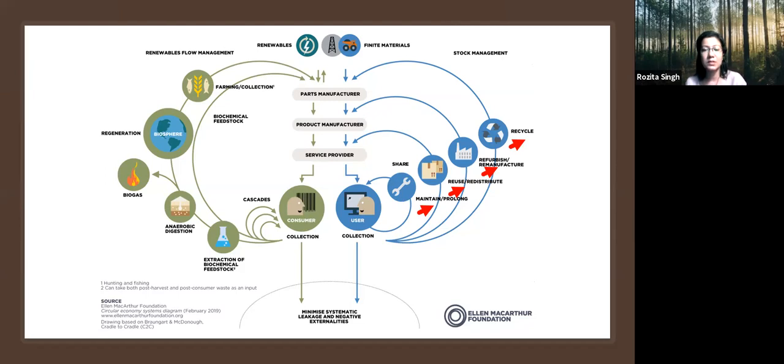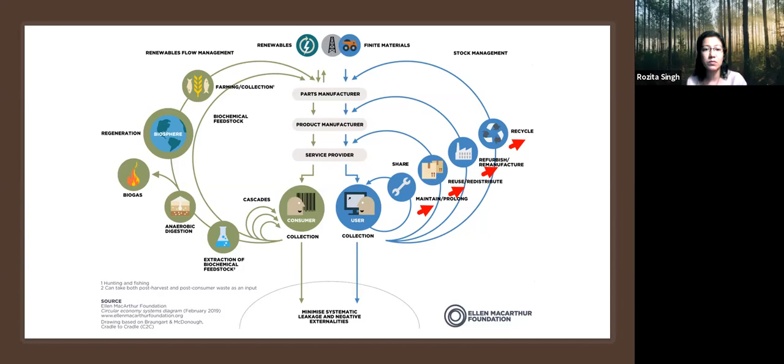So first, we need to look at reducing stuff. Otherwise, we need to look at really expanding the lifespan. So this is the maintaining and prolonging aspect. Other than that, we need to look at reusing or redistributing, having several users for one product. So these are the rental and lease kind of agreements that we look at.